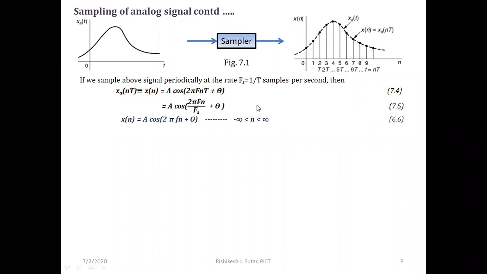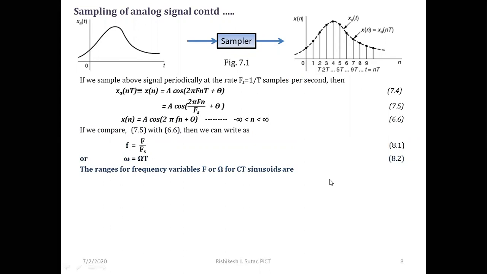So we were up to this point: x sub a of nT is equal to A cosine of 2 pi capital F n upon Fs plus theta. This is the expression for the sampled signal. And x of n is equal to A cosine of 2 pi f n plus theta, where n runs from minus infinity to plus infinity. This is the expression for the discrete time sinusoidal signal. If we compare equations 6.6 and 7.5, then we can write small f is equal to capital F upon Fs, or we can write omega equal to Omega into T.